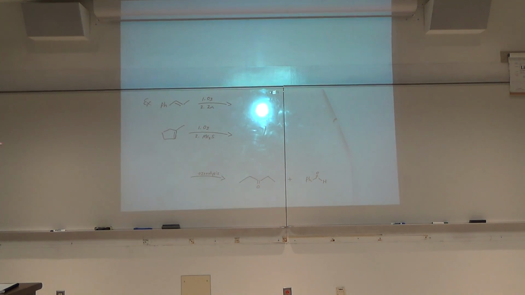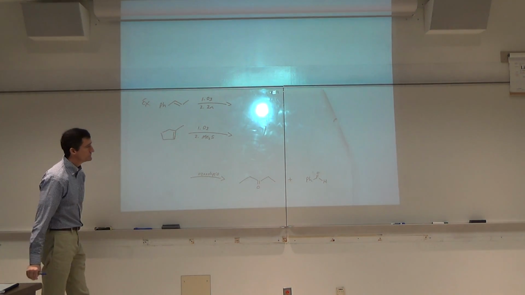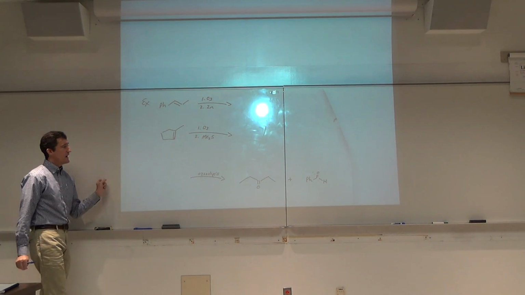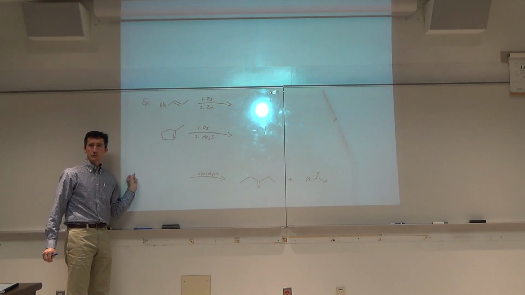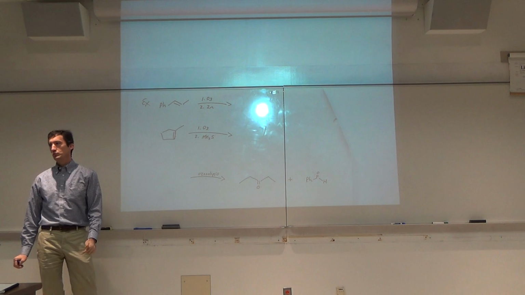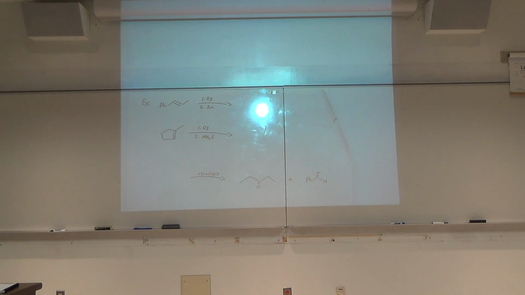You guys on my left predict product for the first ozonolysis. You guys on my right predict product for the second. And then we also need to be able to go backwards. What starting material would give those 2 products by an ozonolysis reaction? Does everybody do that?